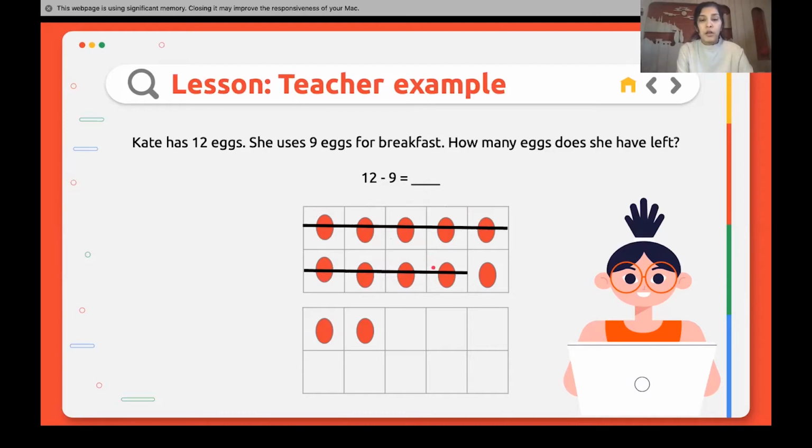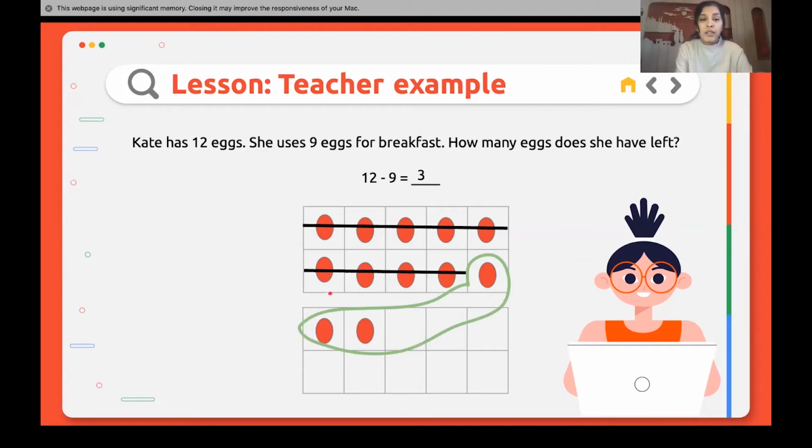So now I have those. And now I'm going to circle the ones that I have left. So I'm going to circle those. Those are the ones that she didn't use for breakfast. So I'm going to go ahead and count them now. 1, 2, 3. So Kate has 3 eggs left. That's how we subtract 9 from teens numbers.